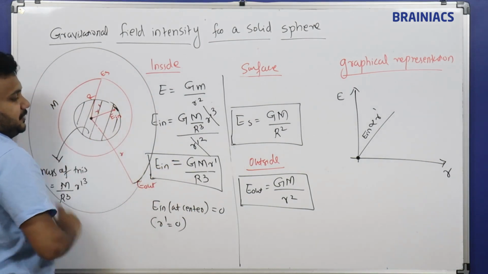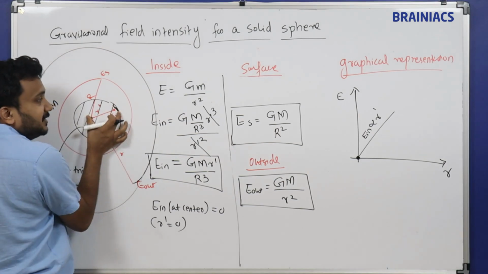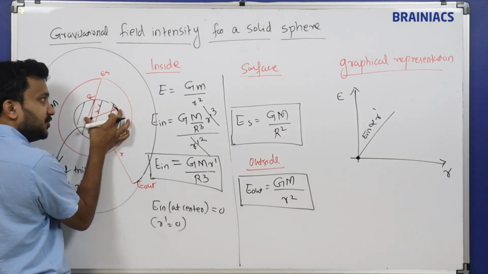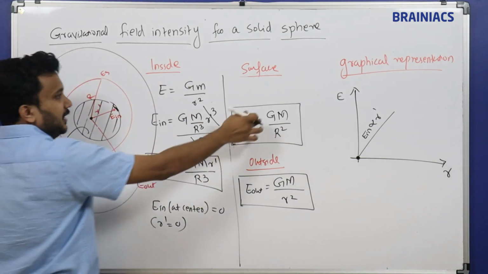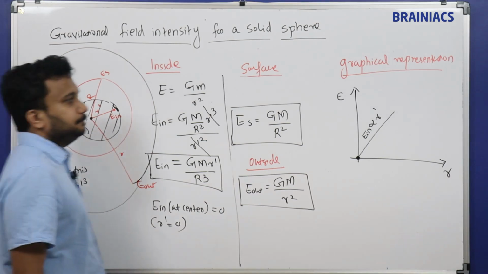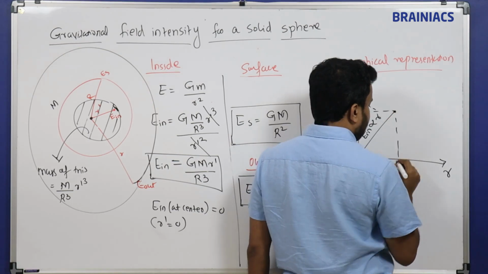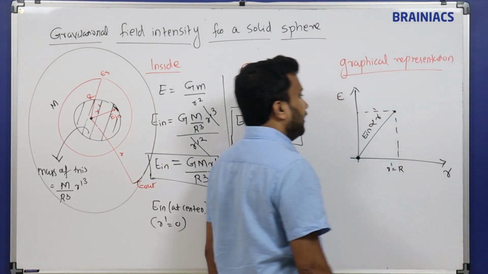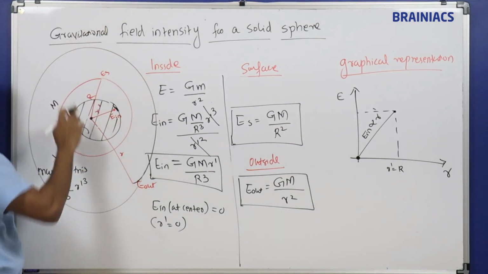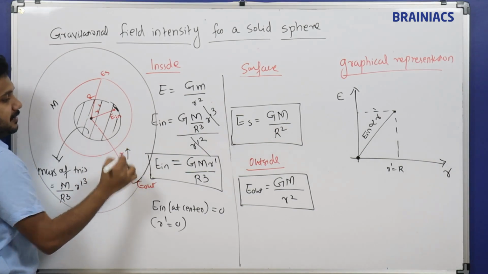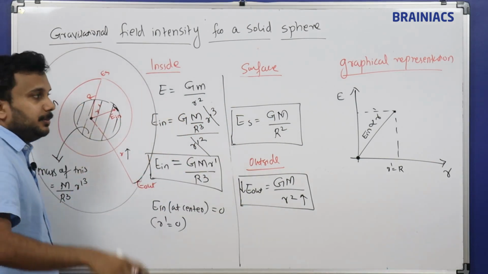Now we have reached the surface. When we reach the surface, when r dash is this distance, r dash is equal to r. Then r and r cancel, and it becomes Gm by r square. So now this is a surface point, where r dash equals capital R. After the surface, if you are moving away from the surface, this r will increase. If this r increases, what will happen to E out? E out will reduce.